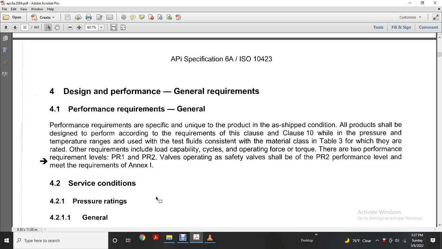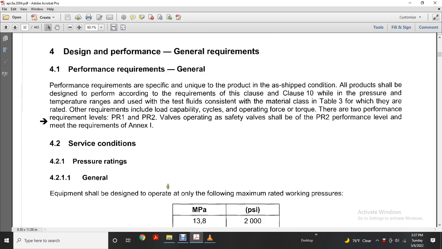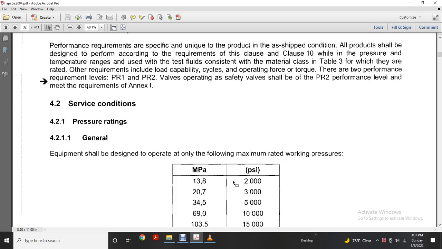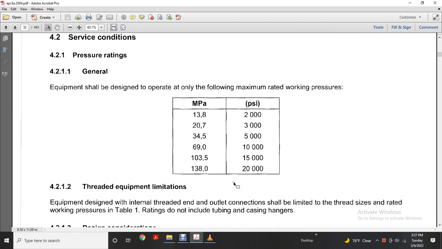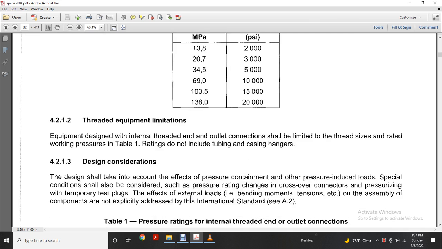Service condition, pressure rating, general. Equipment shall be designed to operate with only the following maximum rated working pressures: 2,000, 3,000, 5,000, 10,000, 15,000, 20,000. Thread equipment limitation: equipment design internal thread end or outlet connection shall be limited to thread size rated with working pressure, Table 1, rating design included with the tubing and casing hangers.